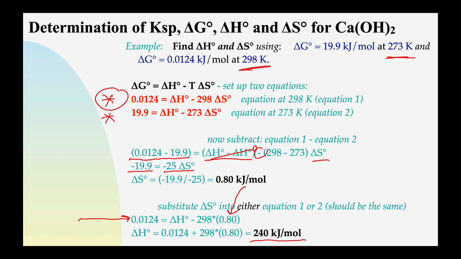Now, you should get that exact same answer if you plug it into the cold equation. And this is a good thing to practice. If you put 19.9 equals delta H minus 273 times 0.80, you should get that same answer. Try it and see that you do.